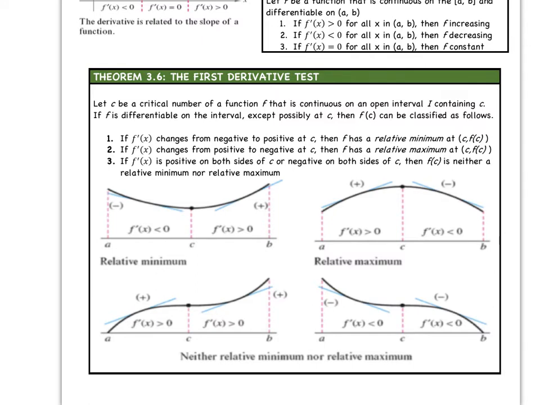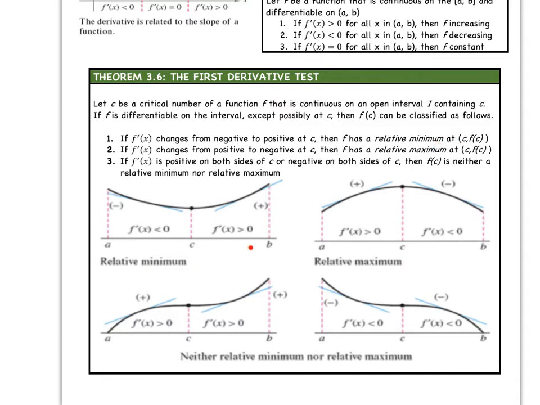So if c is a critical number of a function f that is continuous on the open interval containing that point c, and f is differentiable on the interval, except possibly at c, it could be undefined there because we're talking about a critical number, then f of c can be classified as the following. If f prime of x changes from negative to positive at that point c, then f has a relative minimum at that point.